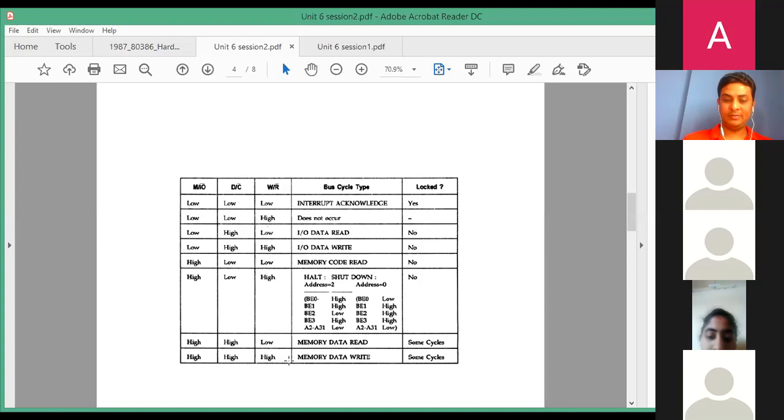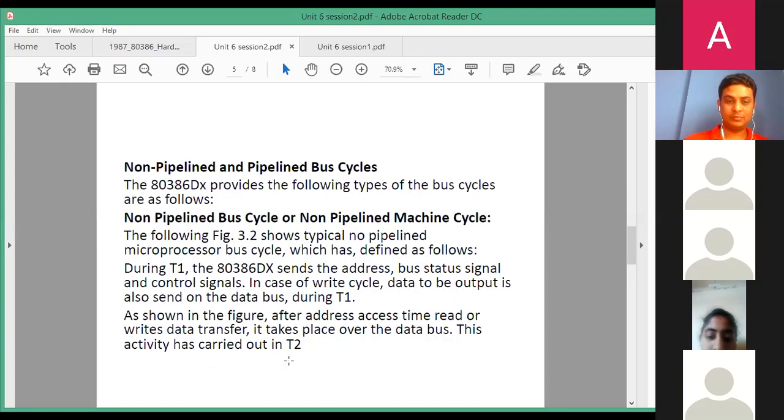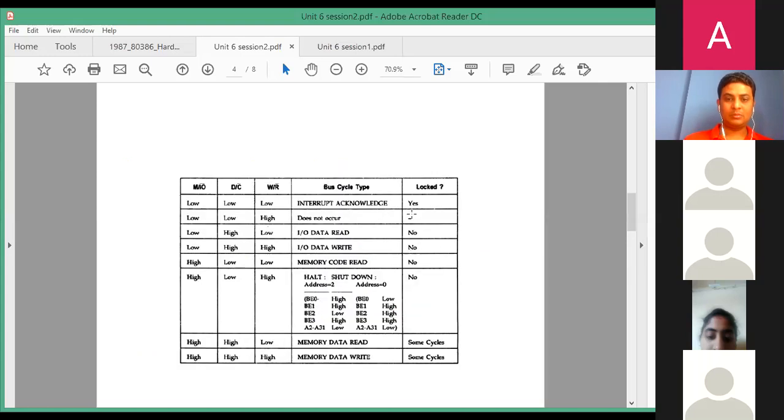We are going good, right? So why don't all the buses get locked when there is high, low, high? This high, low, low. Which one is at high, low?